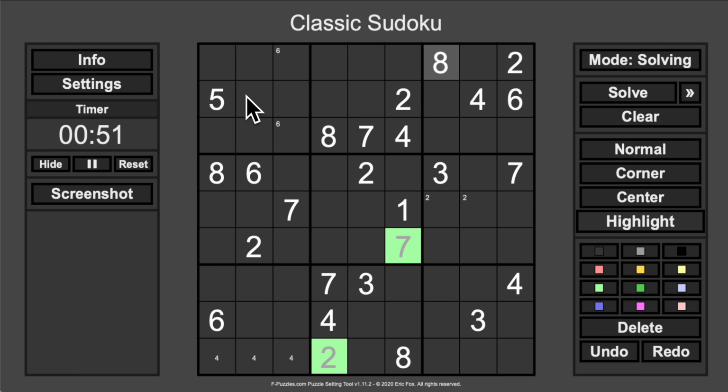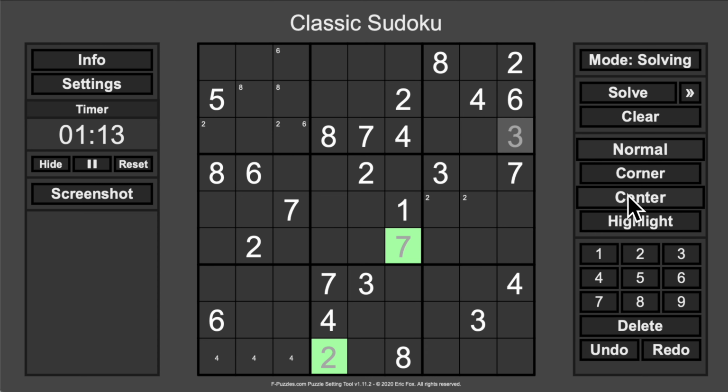This 8 and this 8 force one of these two to be an 8. This 2 and that 2 will force one of these to be a 2. And this 3 and this 3, actually that is a 3 and that's forced.